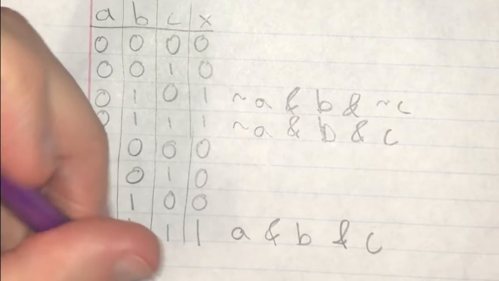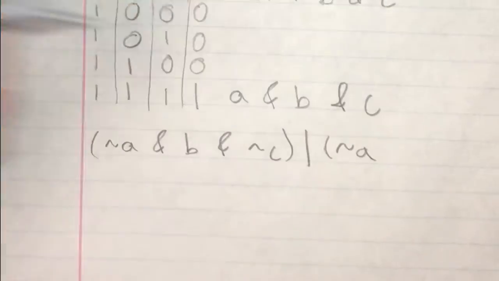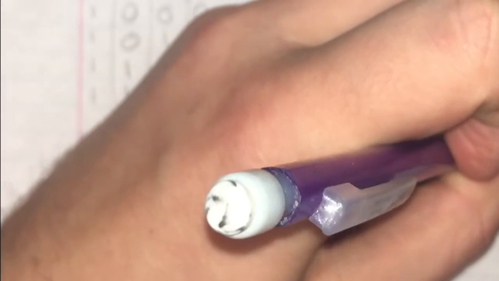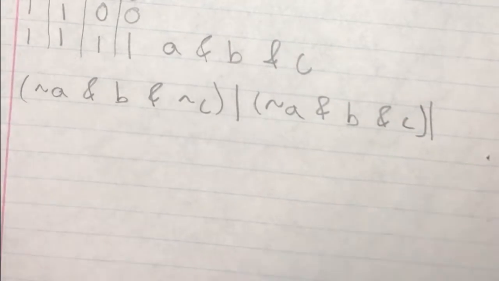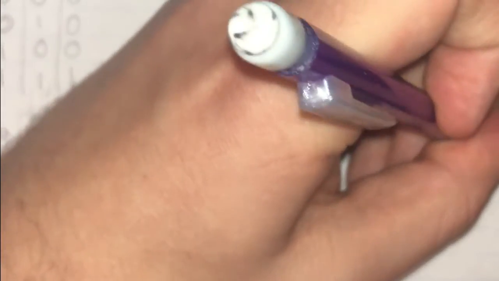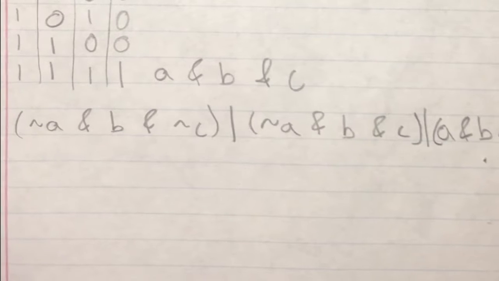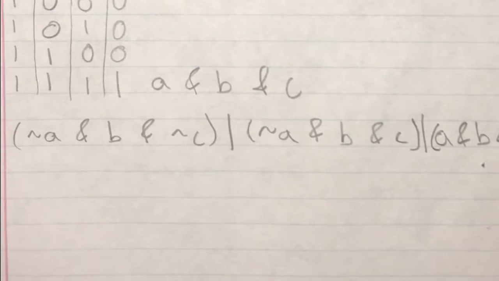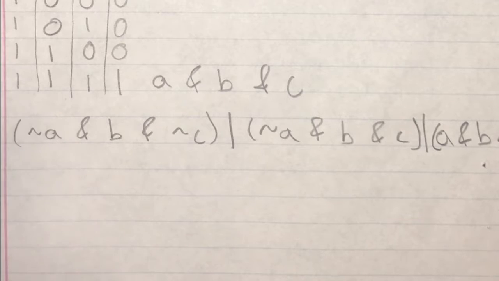So now we can write out not A and B and not C, or not A and B and C, or A and B and C. So that is our unsimplified Boolean expression. So now we're going to want to simplify this.